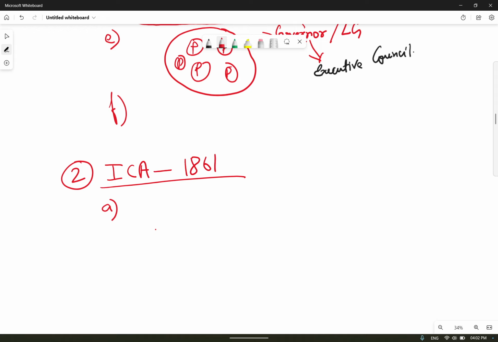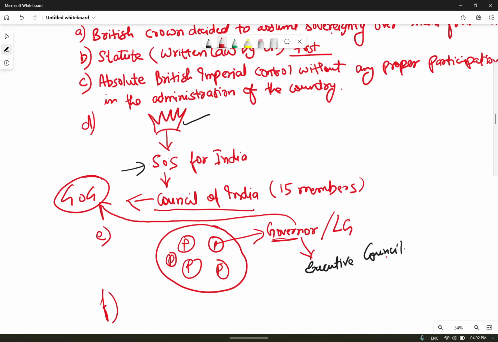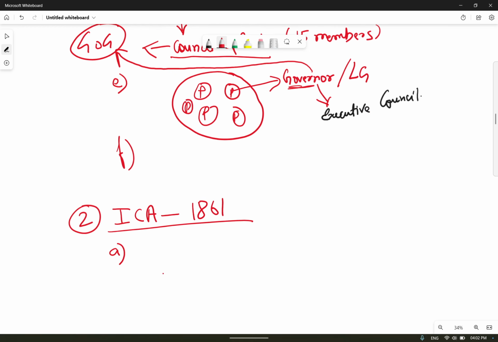This act marked an important landmark in the constitutional history of India, and through this act, the powers of the crown were to be exercised by the Secretary of State for India. So what I discussed in the Government of India Act was that they decided to take control of the East India Company, assume the sovereignty over the East India Company.